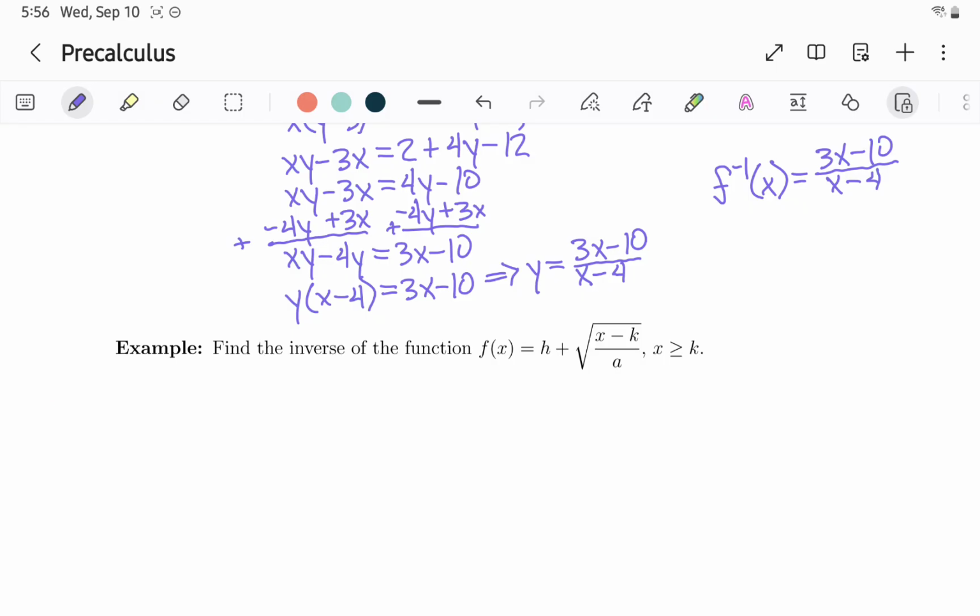So again, trying to find the inverse. Let's go ahead and write y equals h plus the square root of x minus k over a.